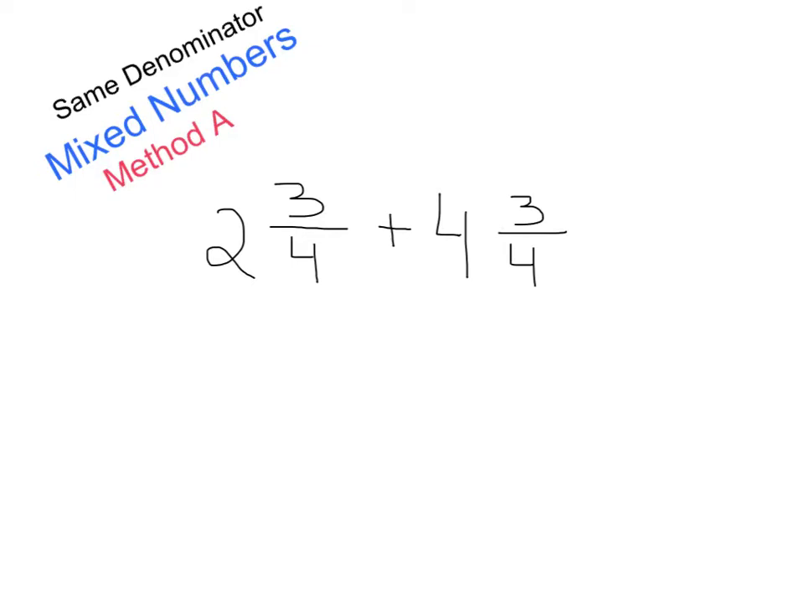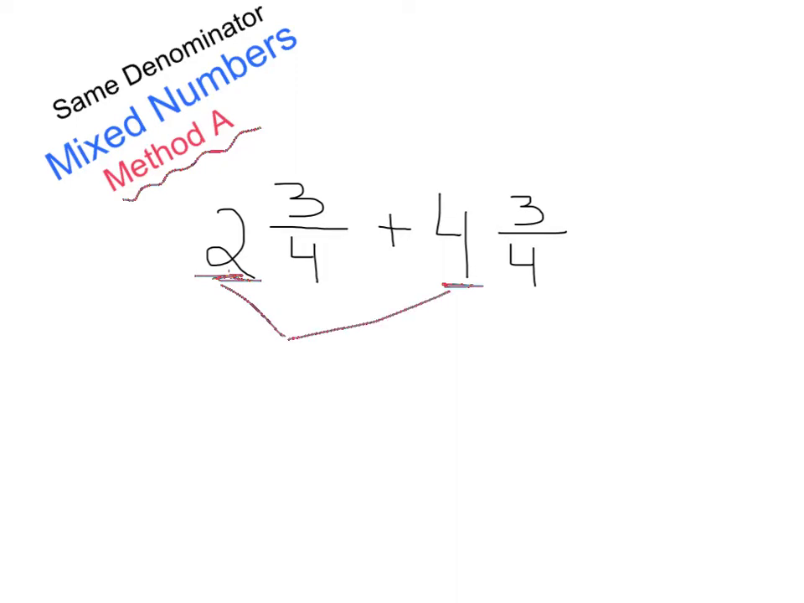Now, here's an example where you are adding two mixed numbers. And then up here I wrote method A because there are two different ways that you can add and subtract mixed numbers. And I will show you both, and then you get to decide which way you like better. So for this one, the first way you can do this, you've got the whole numbers in front and then the fractions. What you can do is add the whole numbers first.